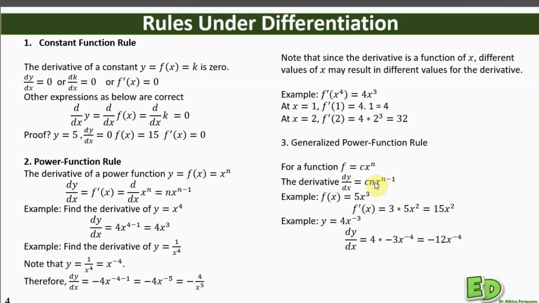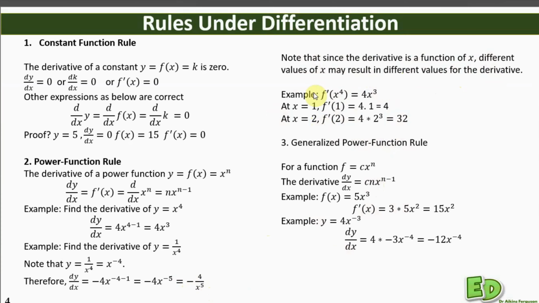Okay, so let's continue. Note that since the derivative is a function of x, different values of x may result in different values for the derivative. So if you differentiate a function and at the value of x you have, say, 2 or 3, then that means there will be different values for the derivative, right?